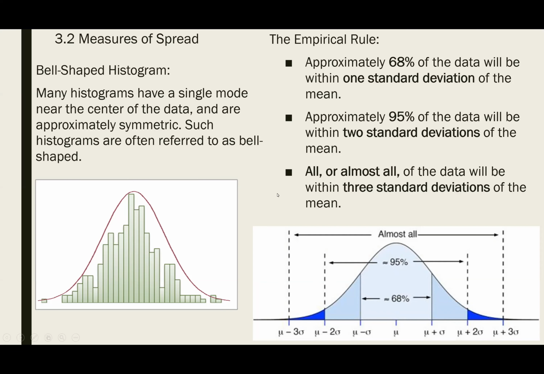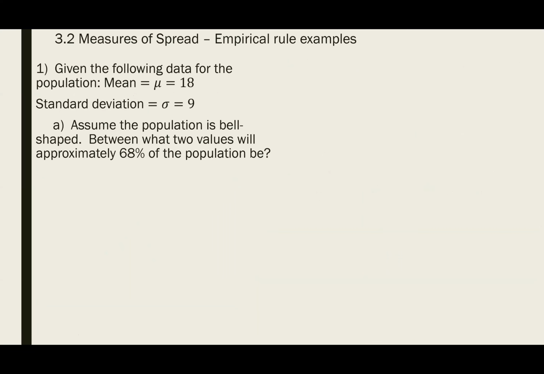Okay, so with that information, this is what they ask you to do: with this rule, we have to apply the rule and manipulate our way to find the answer to the question, right? So this is what they give us: given the following data for the population.